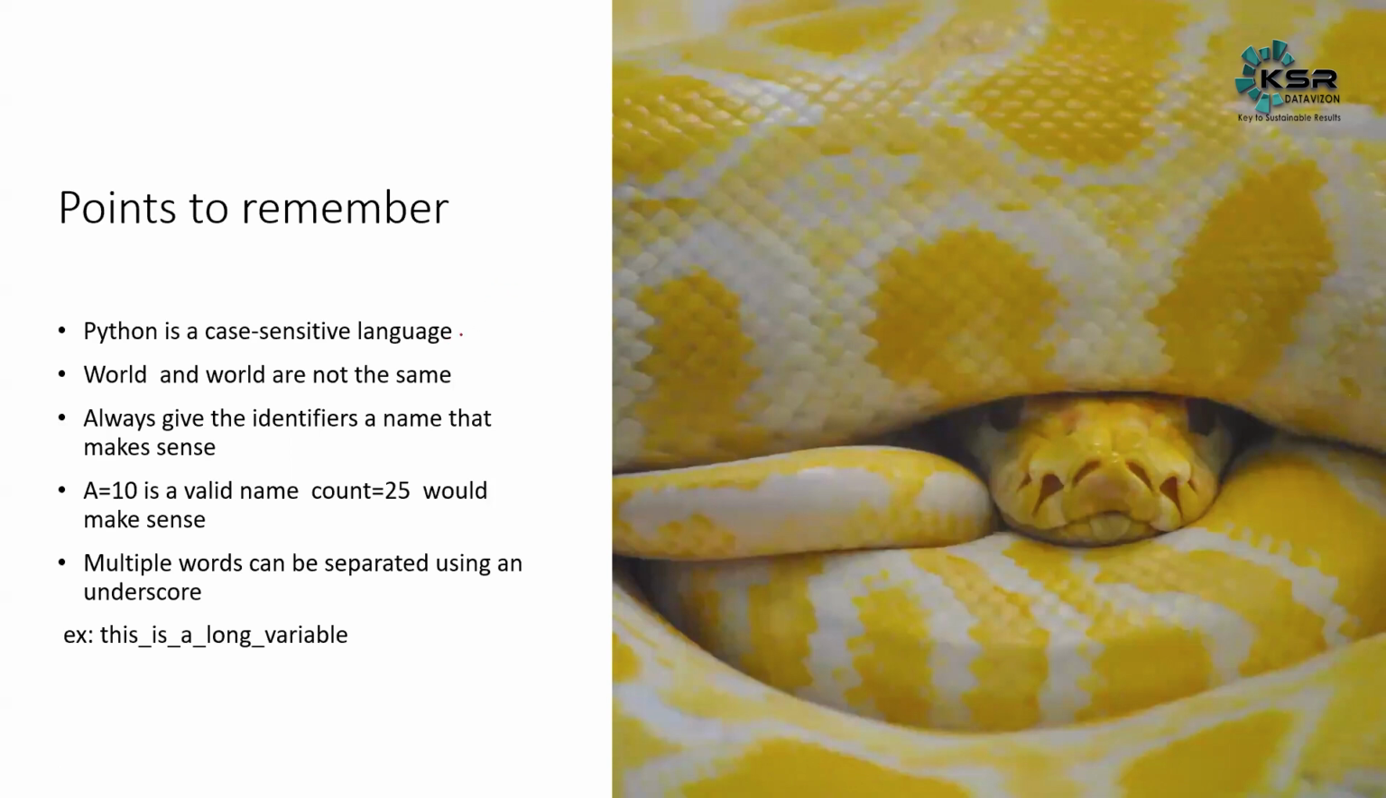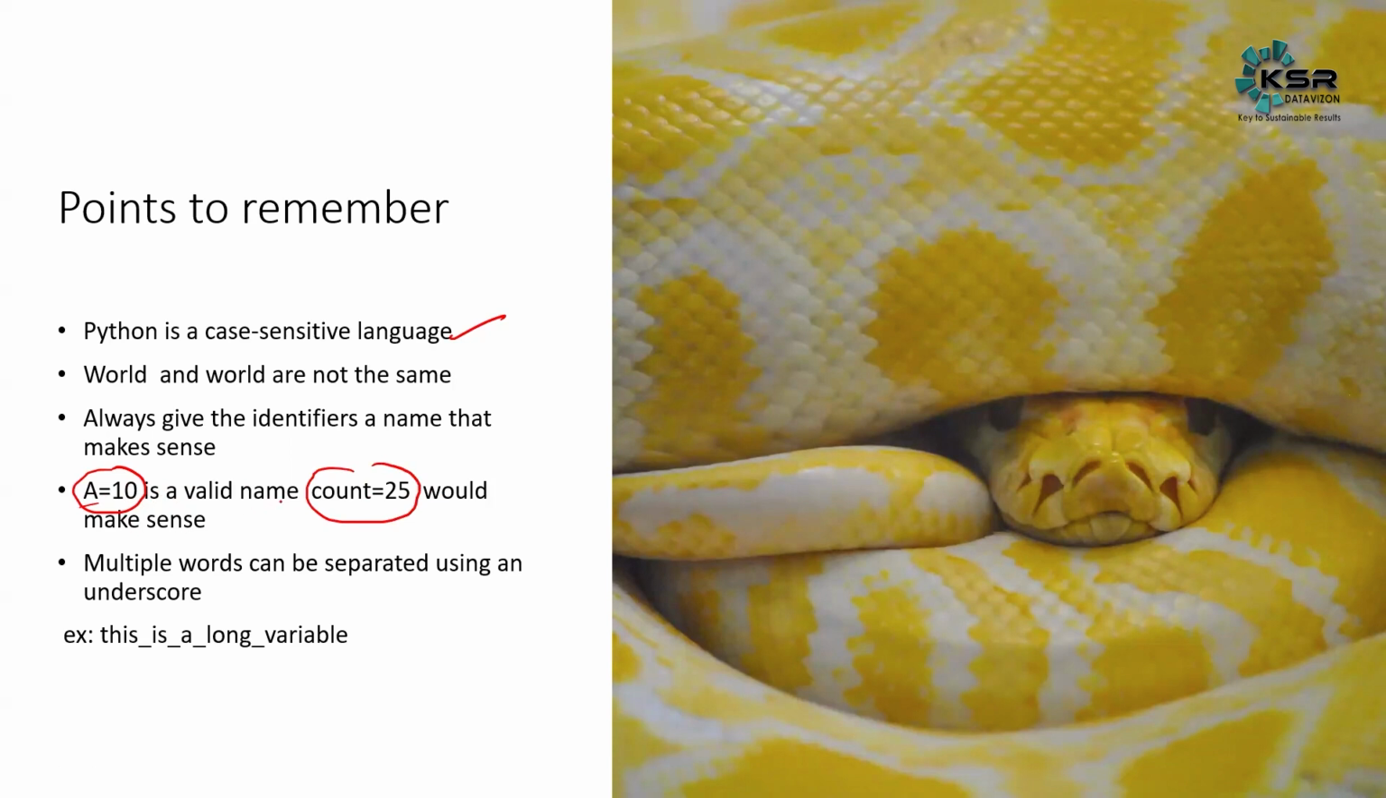Remember, Python is a case sensitive language. For example, always give an identifier a name that makes sense. A is equal to 10. After 1 year, looking at a is equal to 10, what does it mean? 10 is a value which is assigned to an identifier a. Is it a valid name? I'm not saying that. So instead of that, you write something like count is equal to 25.